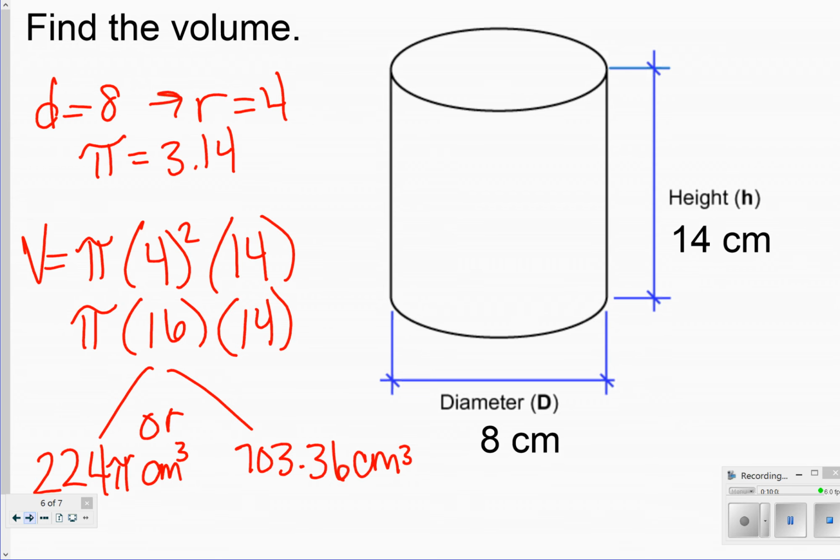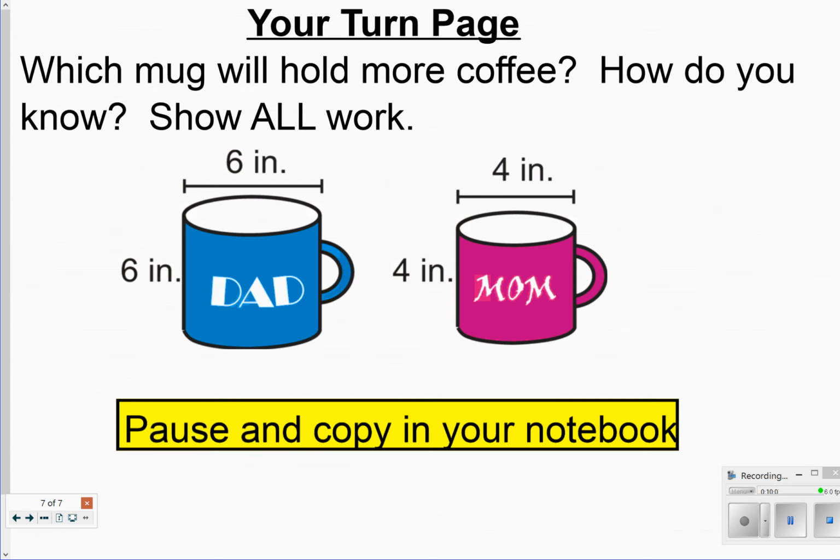Very good. All right. Well, today for the Your Turn page, what I'd like you to do is determine which one of the two mugs shown would hold more coffee. And then how would you know that? So I want you to copy this information, show all of your work, do it in your notebook, and be able to explain and defend your answer tomorrow and ask any other questions you might have.